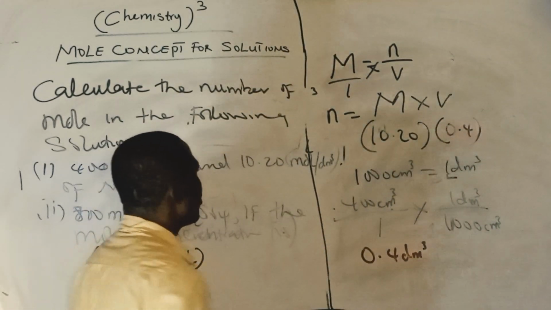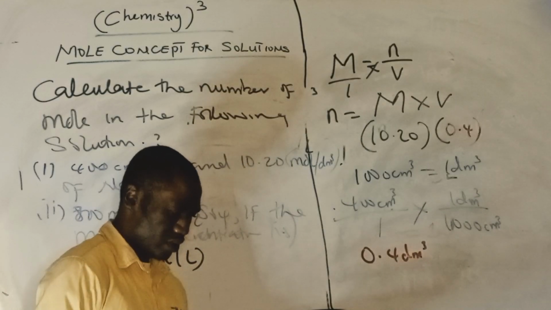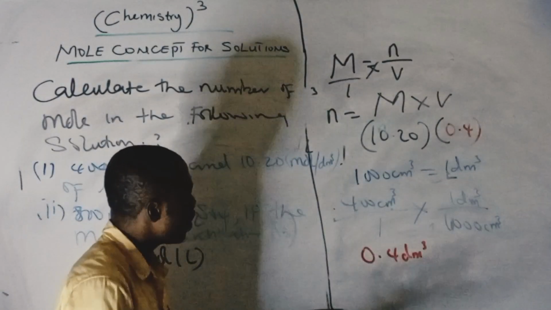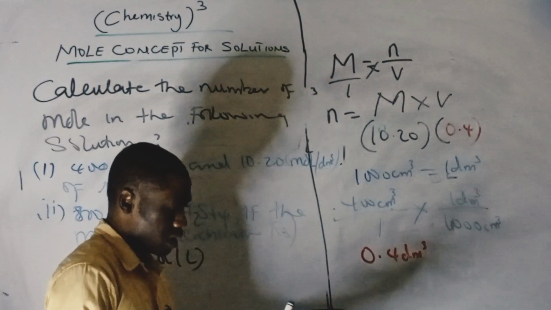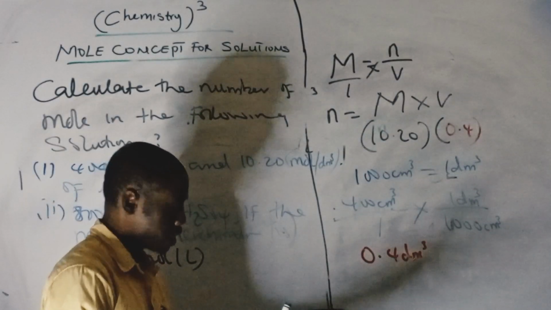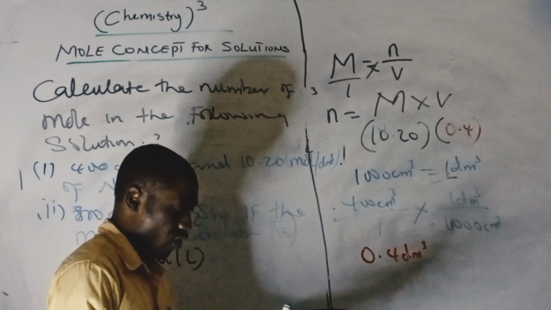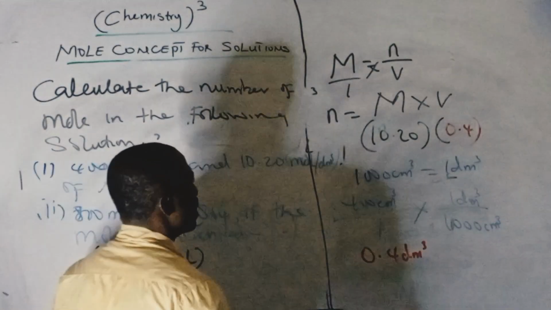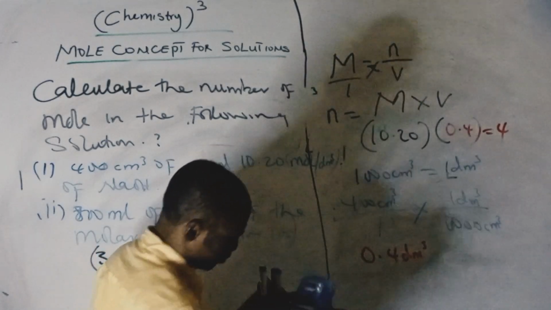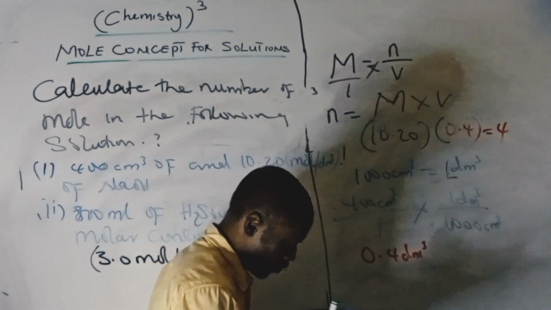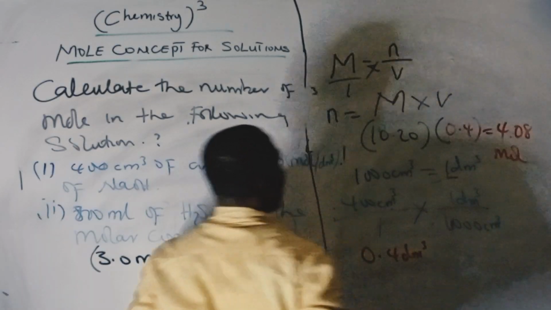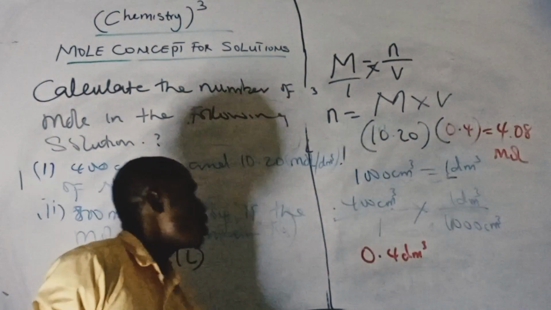Now, when you do your math, 10.20 times my 0.4, I'm going to have 4.08. So 4.08 mole. All right? Now, let's go to the next one.